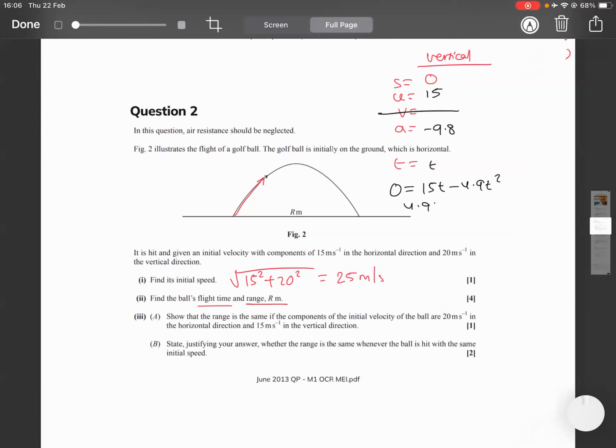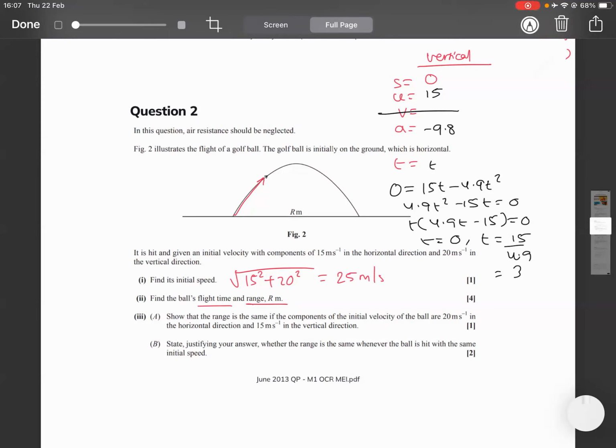So 4.9 T squared minus 15 T equals 0. Use your calculator or factorize. So T(4.9 T minus 15) equals 0. T equals 0, or T equals 15 over 4.9, which is 3.1. Okay. Then work out the range.